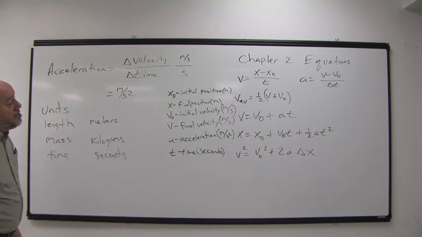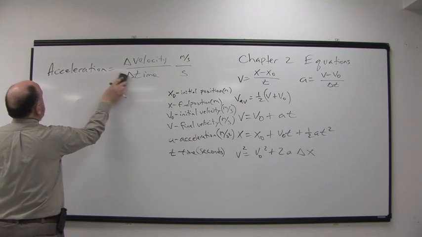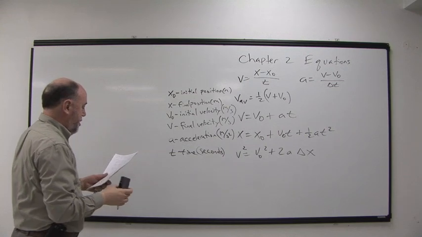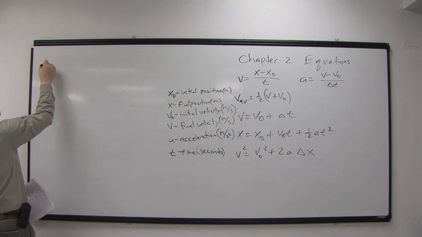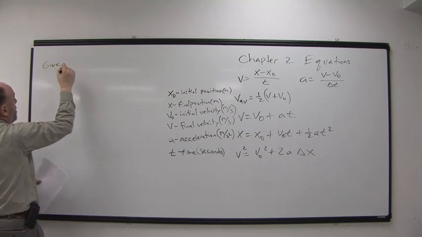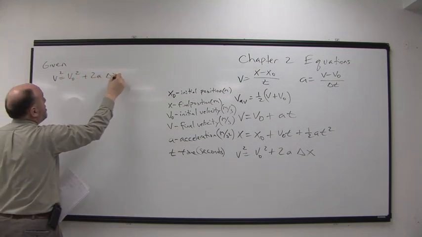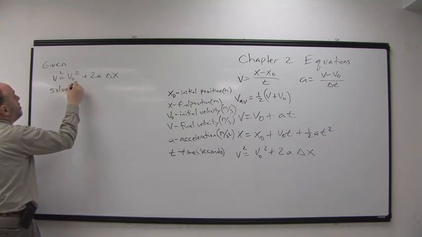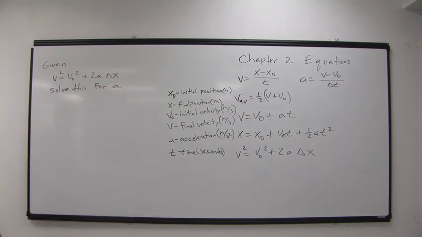So in terms of those equations, you should be able to take all of them, rearrange them, and solve them for any variable. Given that v squared equals v naught squared plus 2a delta x, we want to solve this for a. I'm going to solve that for the acceleration.